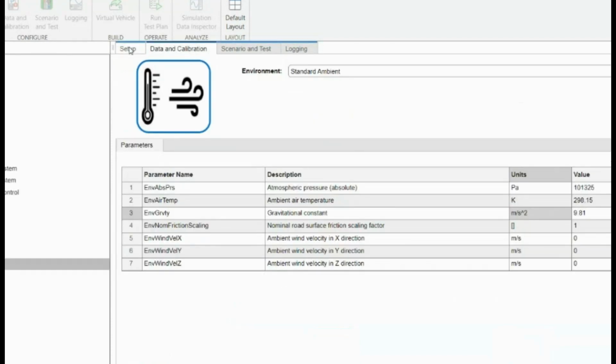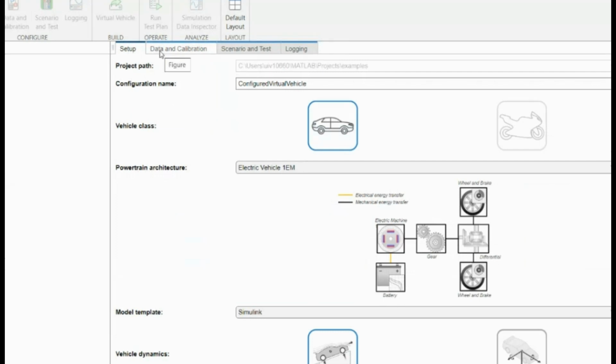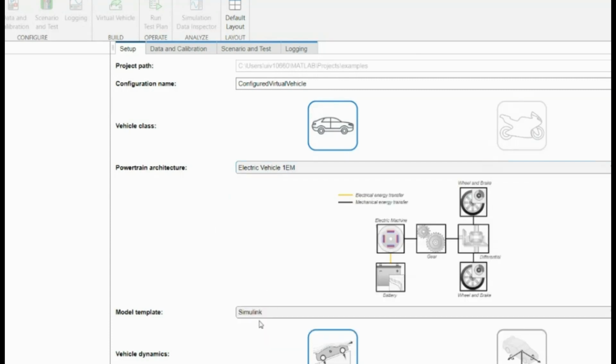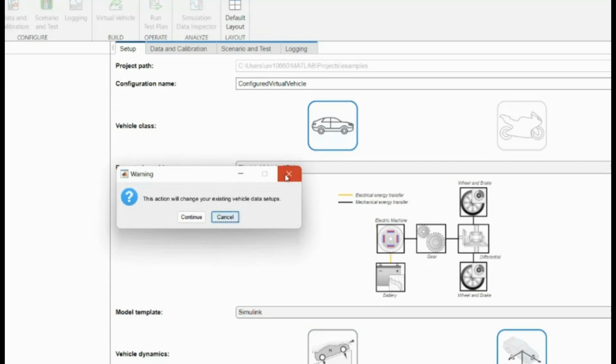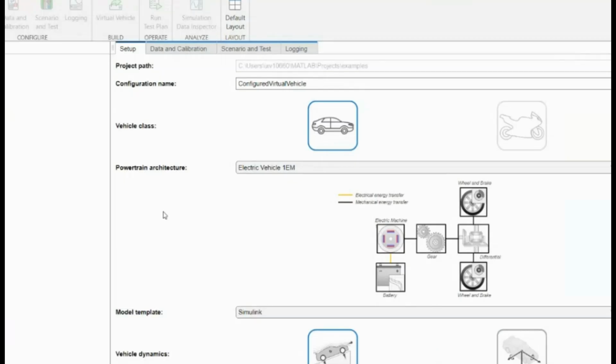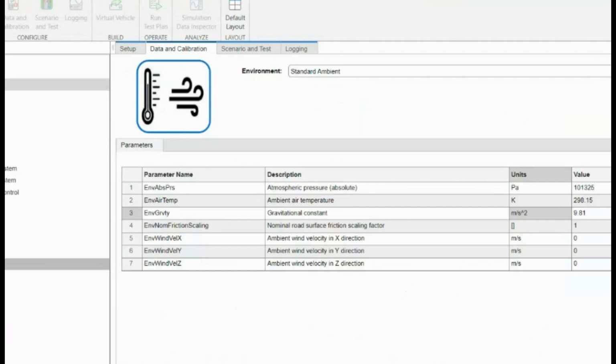First, I had this configuration where I selected a single electric vehicle with one electric machine, and for this I chose the Simulink template. For the vehicle dynamics, for now I'm interested in the longitudinal dynamics, not the combined longitudinal and lateral dynamics. Okay, something happened, I'm going back. And what are the data and calibration going inside?